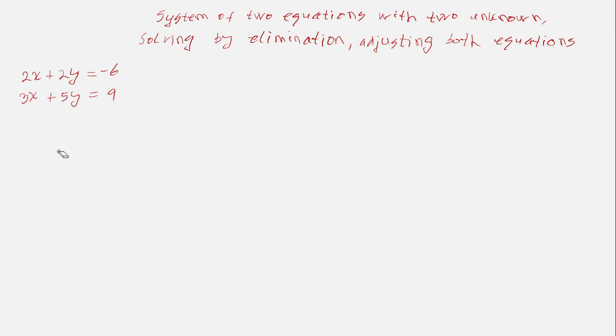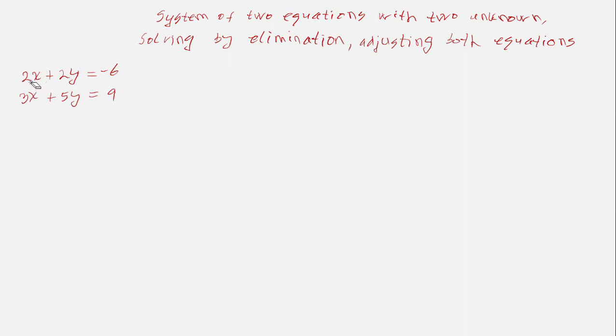But let's not do that in this case. Let's actually just use integers. So if we are to use integers, then we obviously have to multiply both equations, because there is no integer that will multiply 2 to make 3, or multiply 2y to make 5y. So let's do it. Let's eliminate x. We could as well eliminate y, but let's say we decided to eliminate x.